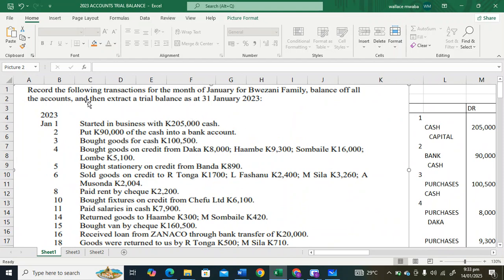All right, so here the question reads: record the following transactions for the month of January for Bwezani family, balance all the accounts, and then extract the trial balance as at 31st January 2023. All right, so first transaction here: started in business with 205,000 cash. Colleagues, first thing we say, what type of transaction is this?